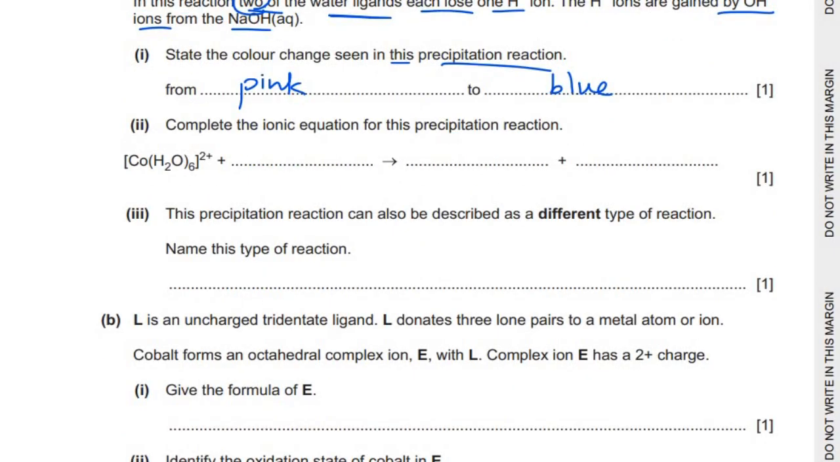Okay, the next part is to complete the ionic equation for this precipitation reaction. We need to understand that we are taking a cobalt complex with 6 water ligands, and we are adding NaOH to it. But it is clearly written that NaOH as a whole is not reacting; it's actually the OH of the NaOH that is removing one hydrogen from 2 of the water molecules. So obviously cobalt is left with 4 water molecules, and if 2 of the water molecules lose a hydrogen ion, it is left with the OH, that is hydroxide. Now that is going to form the complex. So actually hydroxide ions are reacting, so I've removed NaOH and in its place we'll be writing hydroxide ions.